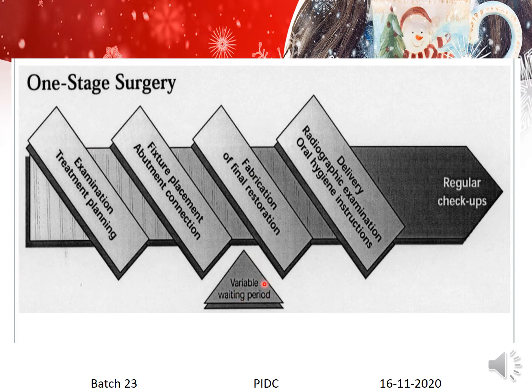Again, this variable waiting period can go up to a period of 1 month also, to check if proper gingival healing has taken place.